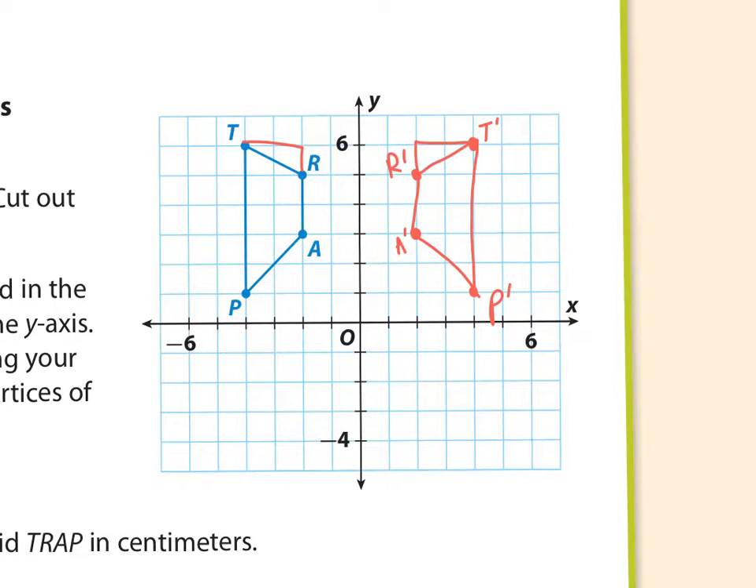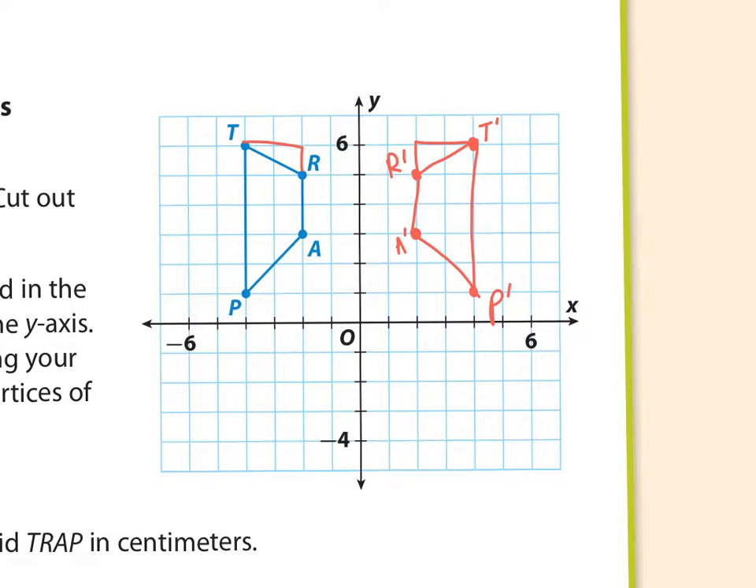Okay, now for this example, let's talk about something they do. Now that we know multiple transformations, they're going to start giving you different steps. Rather than just say reflect over the y-axis, they'll say reflect trapezoid TRAP over the y-axis and then over the x-axis. So they're going to give us 2 different steps. Now we just did the first step. We reflected over the y-axis. Now we need to reflect it over the x-axis.